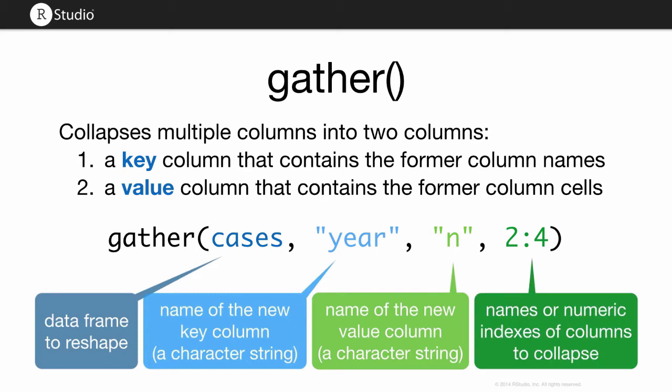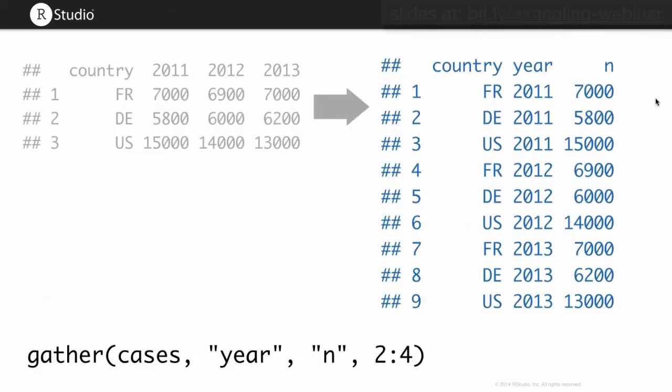And then finally, we just tell gather which of the columns we want it to use when it builds those final two columns. You may remember in the cases data frame, the first column was already tidy. The countries were already in their own column. So we don't include 1 in this index here. We leave out 1, and we just include 2 through 4. Those were the columns that were not tidy. When you do this, your data will go from here to there.